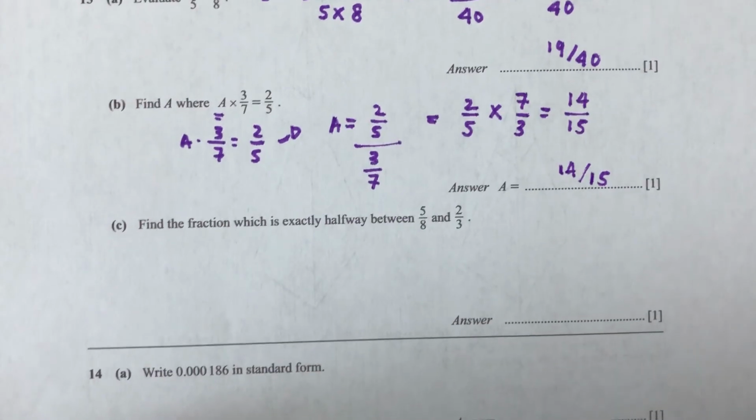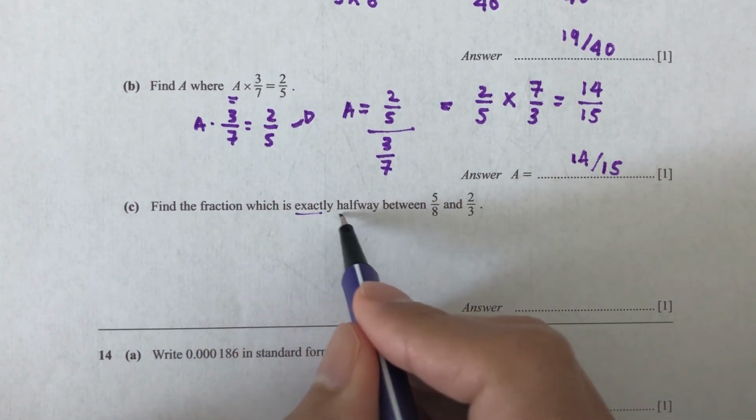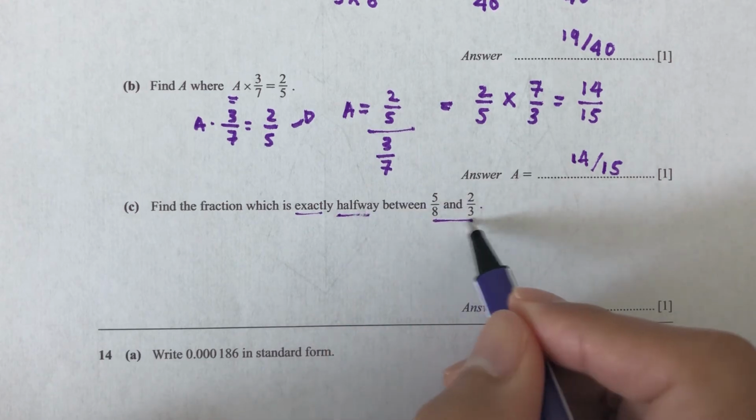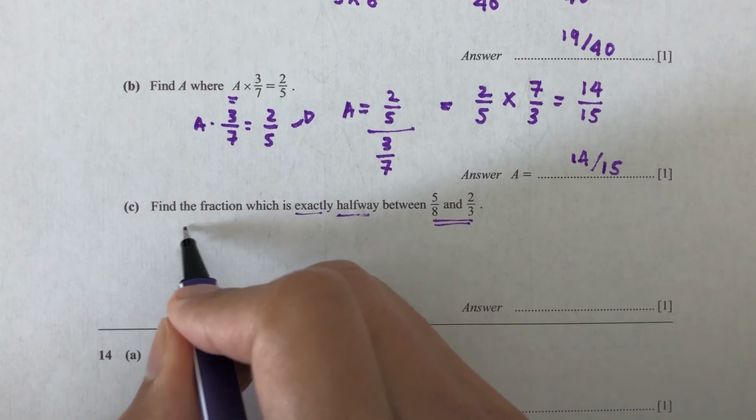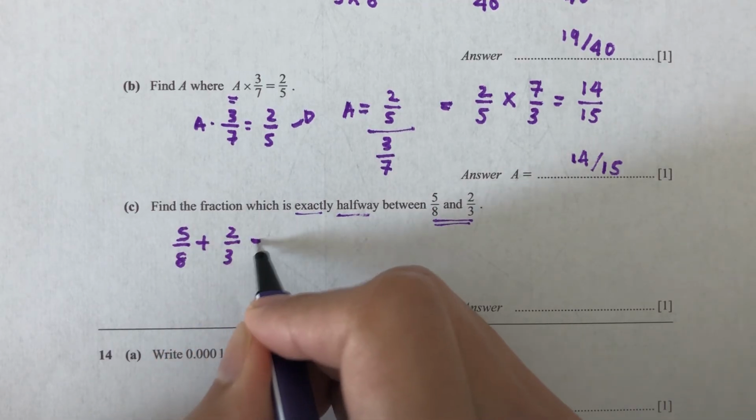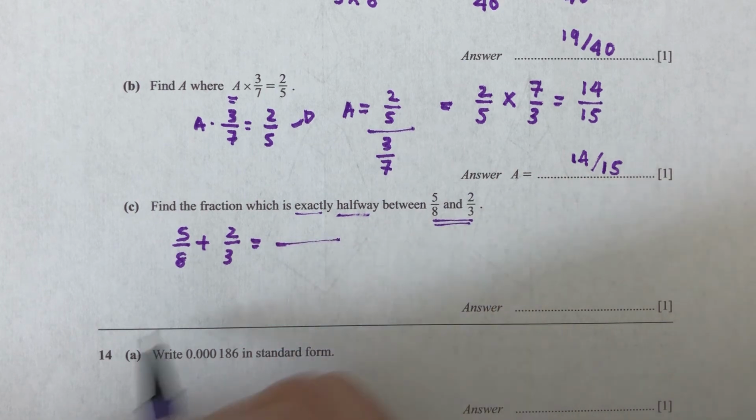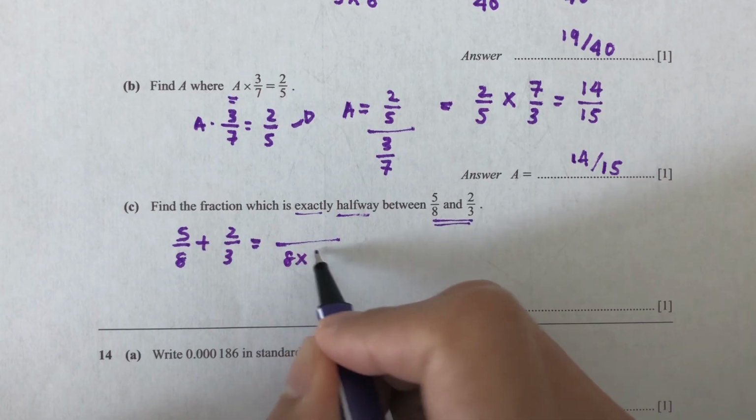So now moving on to part C. Find the fraction that lies exactly halfway between those two. So we first need to add those two fractions. So 5 over 8 plus 2 over 3. So we have to find a common denominator. So we have to take 8 times 3. And then we cross multiply.